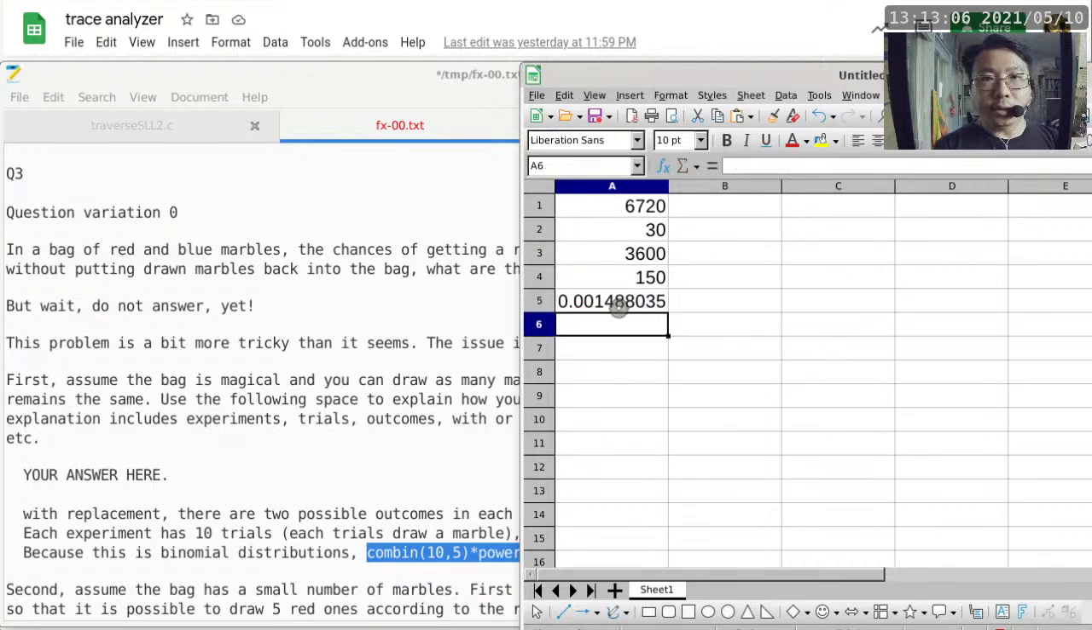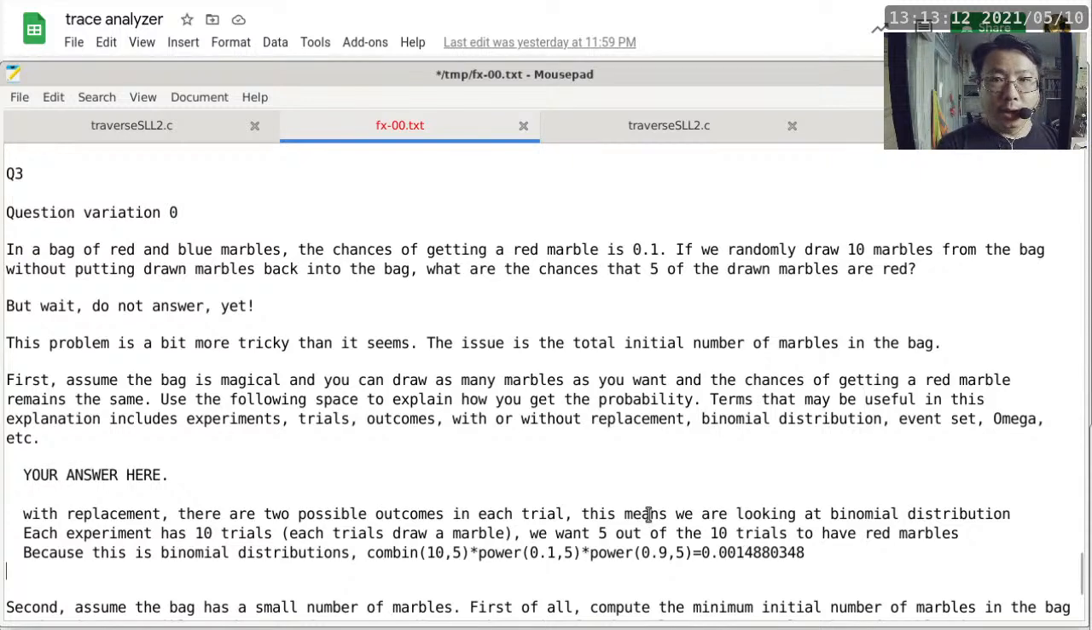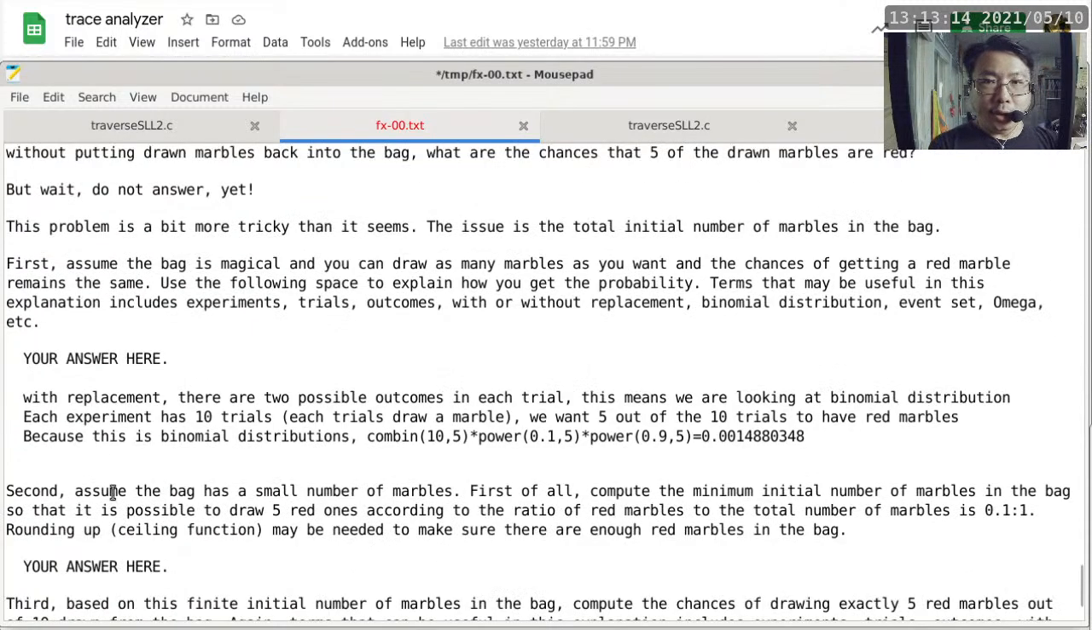So you can paste in this number. Okay, I'm just going to copy and paste the number in here. There we go. All right. Second, assume the bag has a small number of marbles, so it's no longer magical.